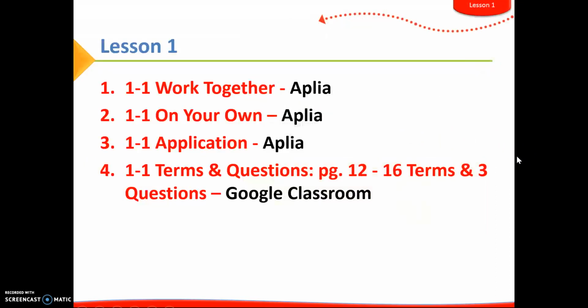So that brings us to the end of our lecture. That will hopefully be a nice little review for us when we head over and do our work together in Applia. So I will meet you over there.